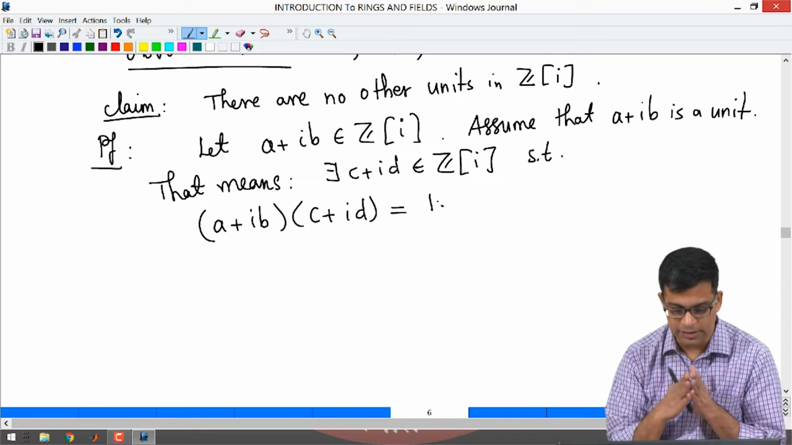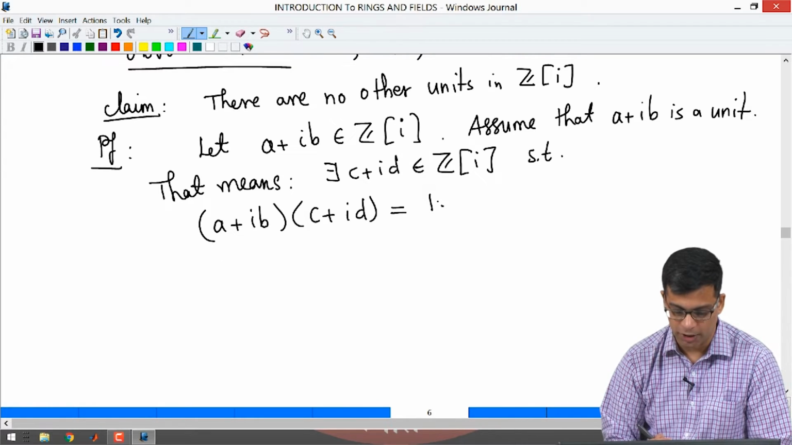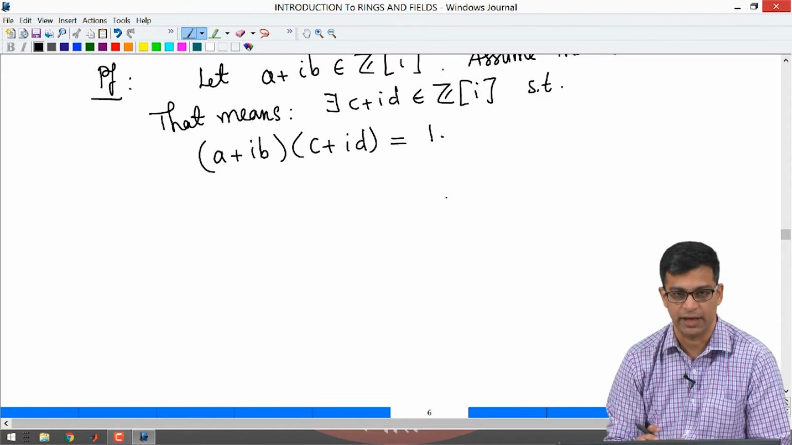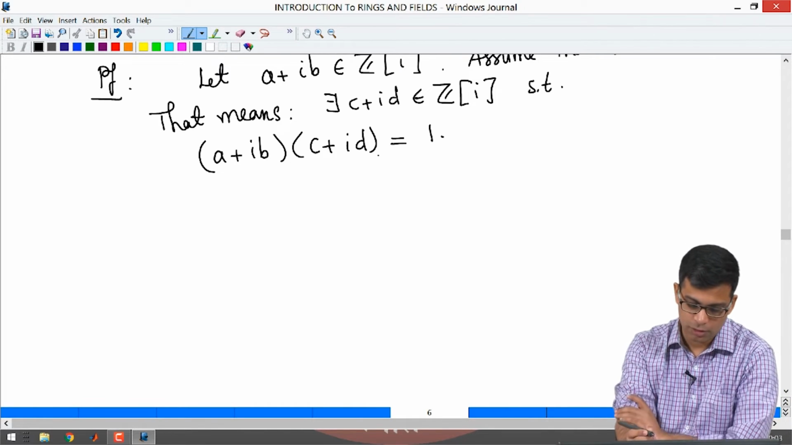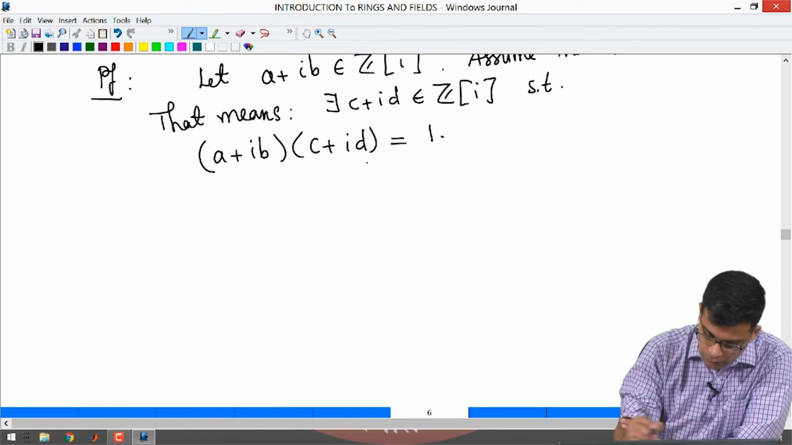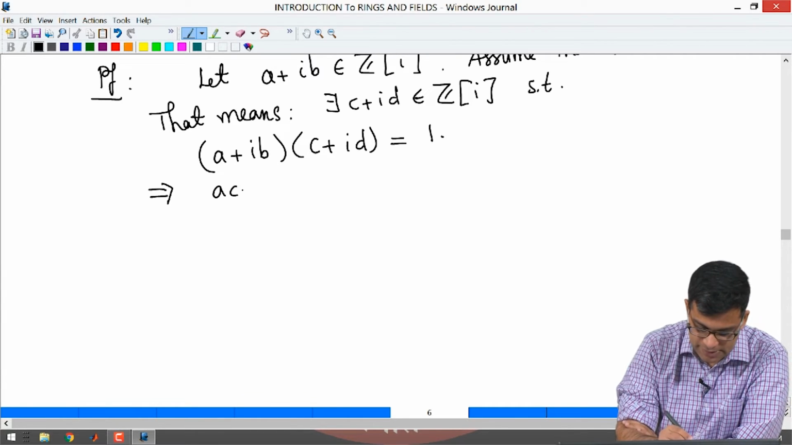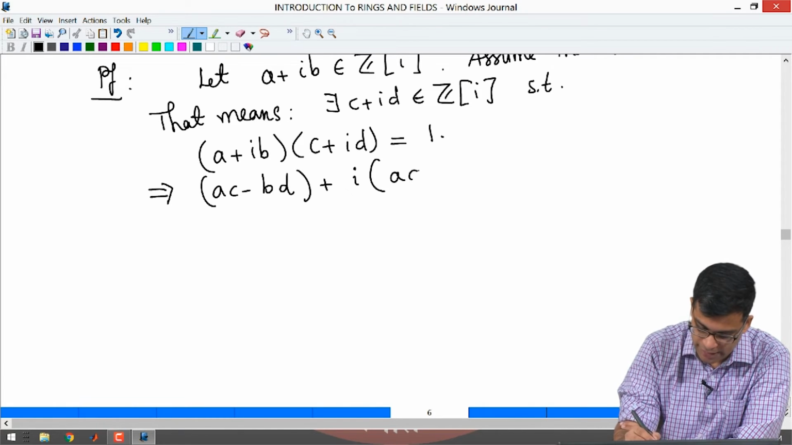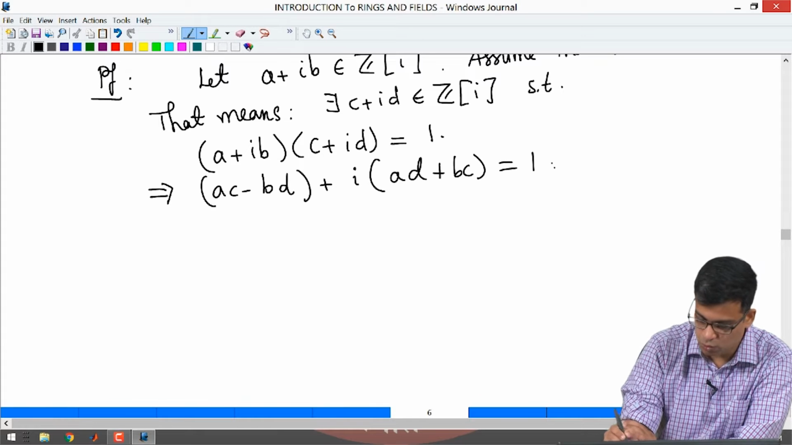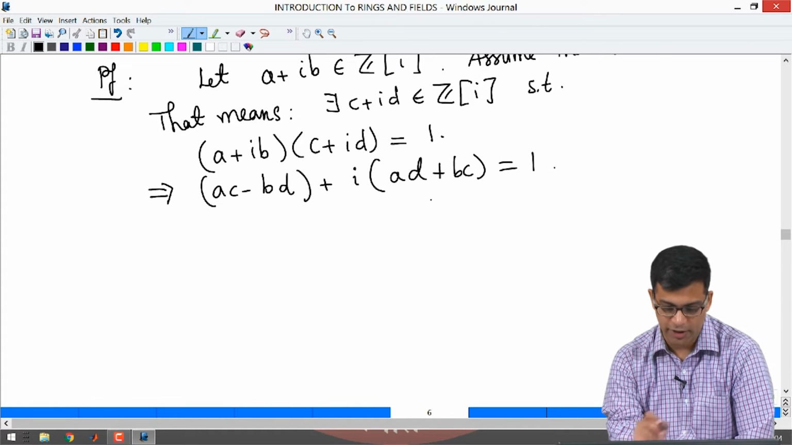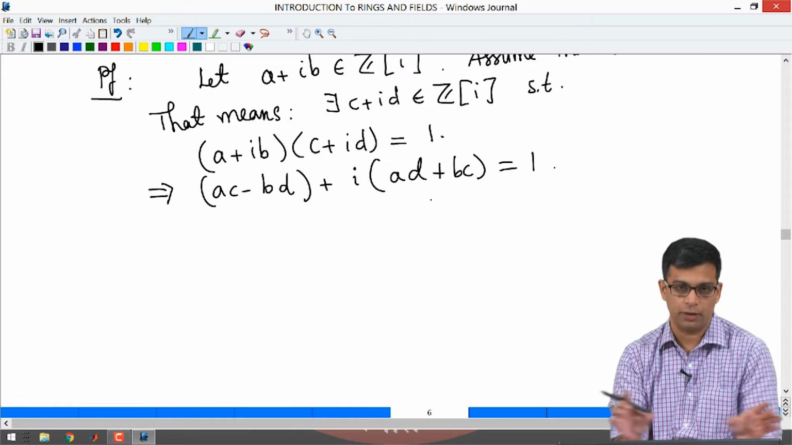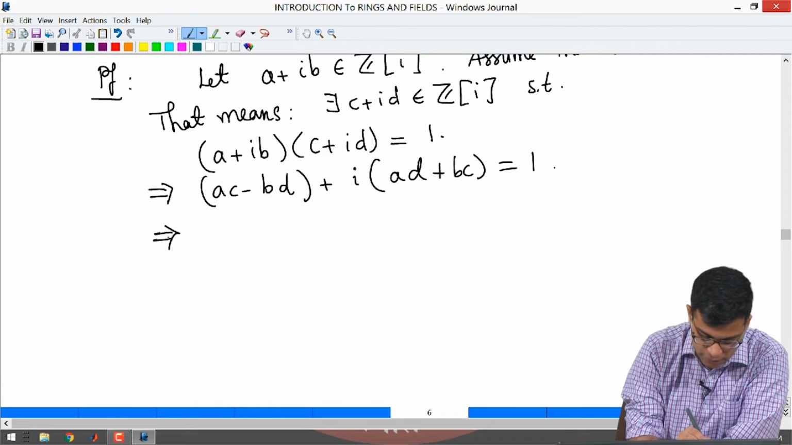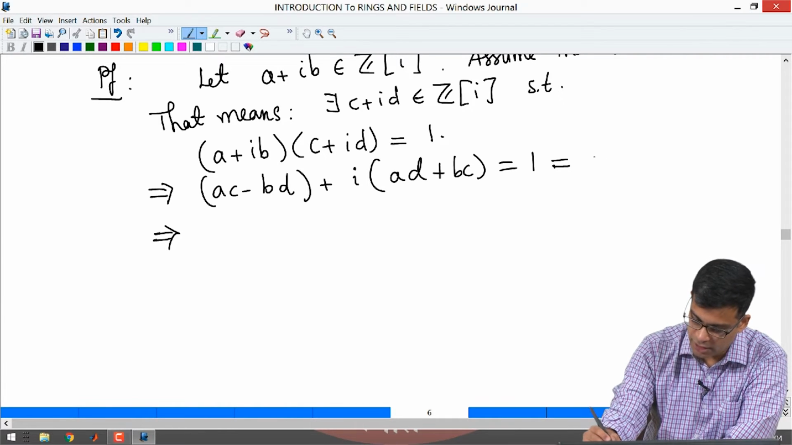A unit is an element in a ring which admits a multiplicative inverse. Suppose a plus ib is a unit, that means it has a multiplicative inverse, call it c plus id. So (a plus ib) times (c plus id) is 1. Now, expanding this out, we get (ac minus bd) plus i times (ad plus bc) equals 1, because i squared is minus 1. Now you have an equality of two complex numbers, which means their real parts and their imaginary parts agree. What are the real part and imaginary part of the right hand side?